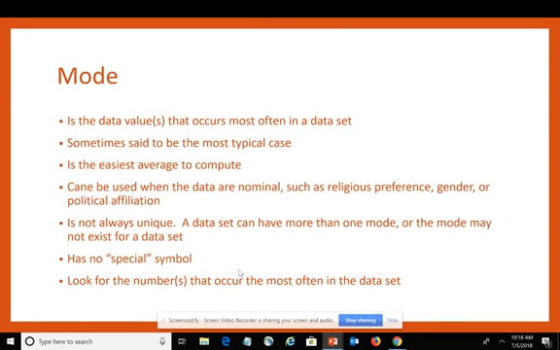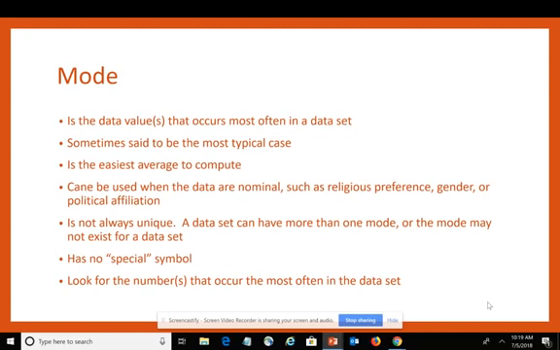The mode is the data value that occurs the most often. It's sometimes referred to as the most typical case. It's very easy to compute because all you're looking for is what data value or possibly values occur the most. This is the only measure of center that can be used with qualitative data, specifically at the nominal level.